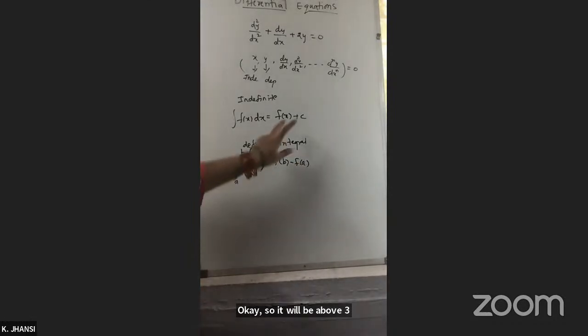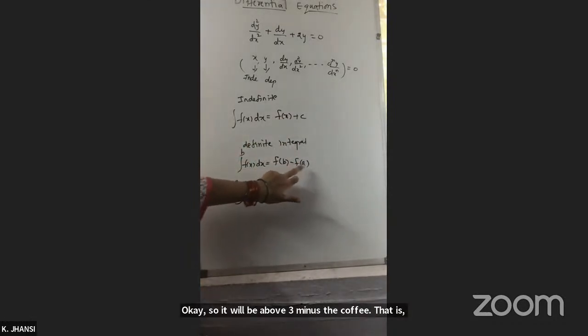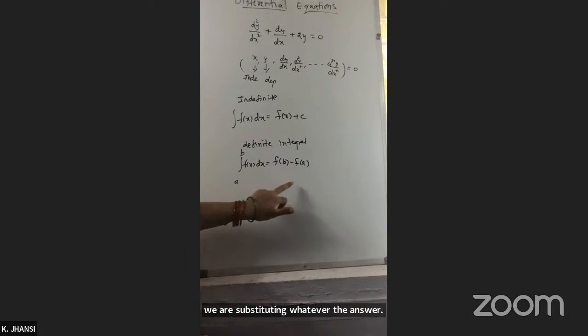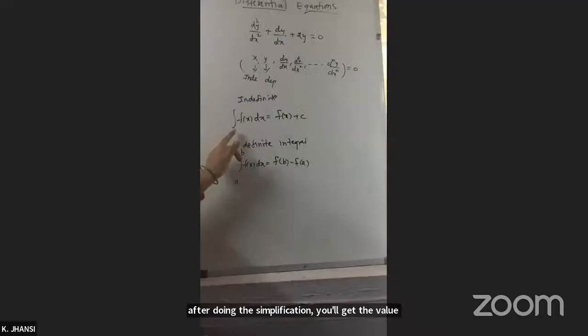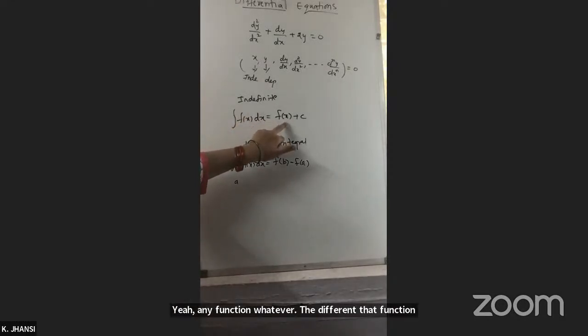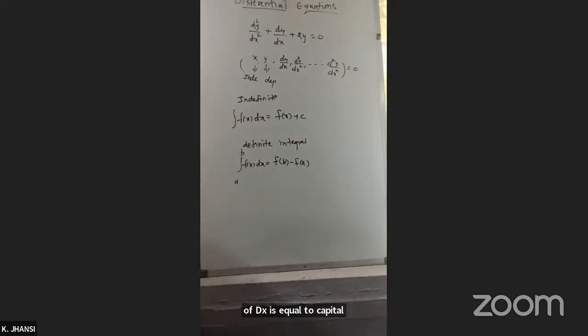That is, whatever answer we are getting, you substitute the limit values, and after doing the simplification, you will get the value here. So that is called definite integration. The integral of any function f of x dx is equal to capital F of x plus c.